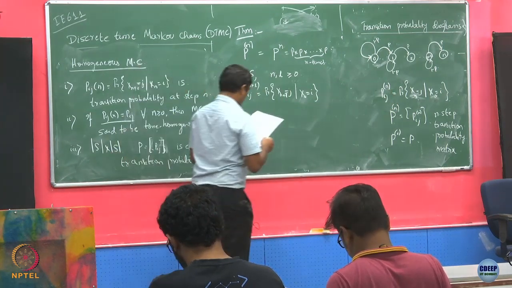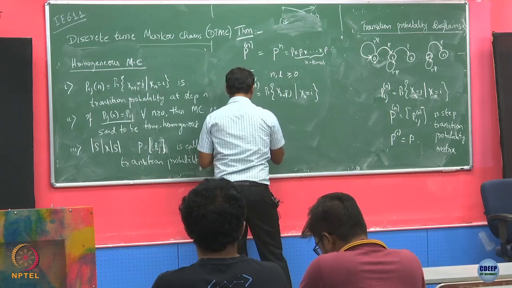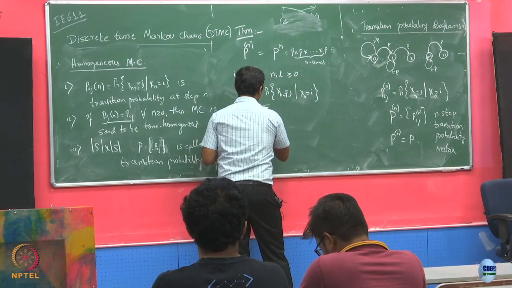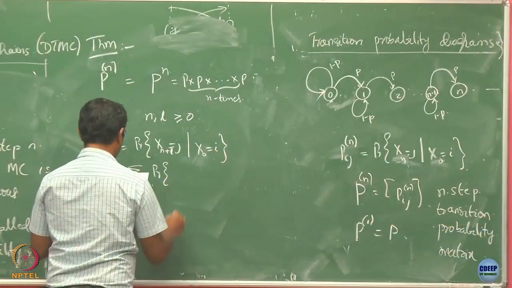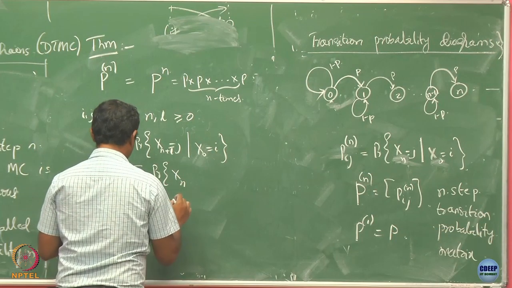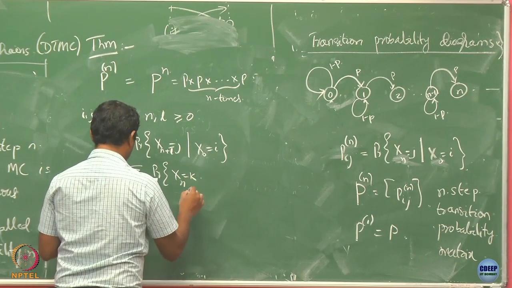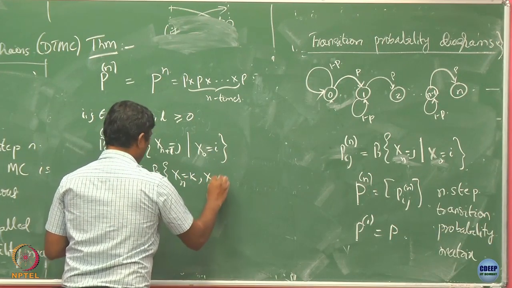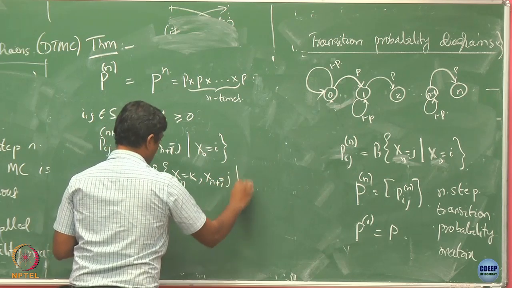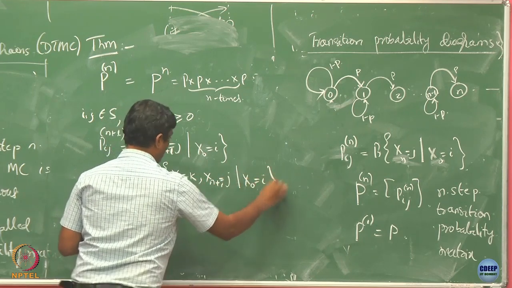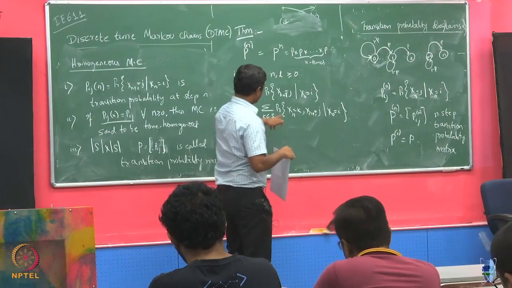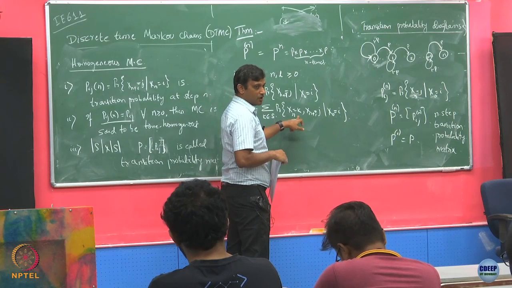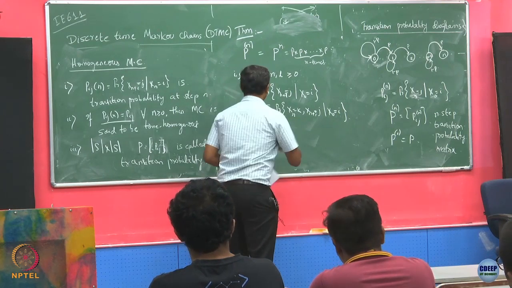Now I am going to use the usual trick of summing over all intermediary states X(n), of the probability that X(n) equals k and X(n+l) equals j given X(0) equals i. So what I did, I just brought in this extra state here and summed over all possible states it can take.